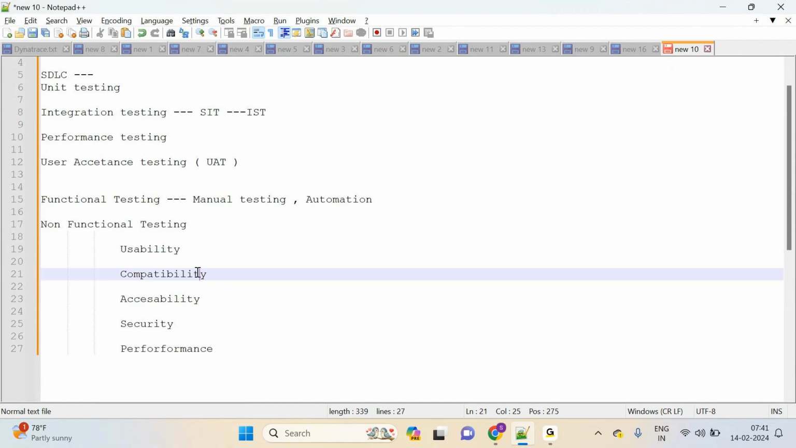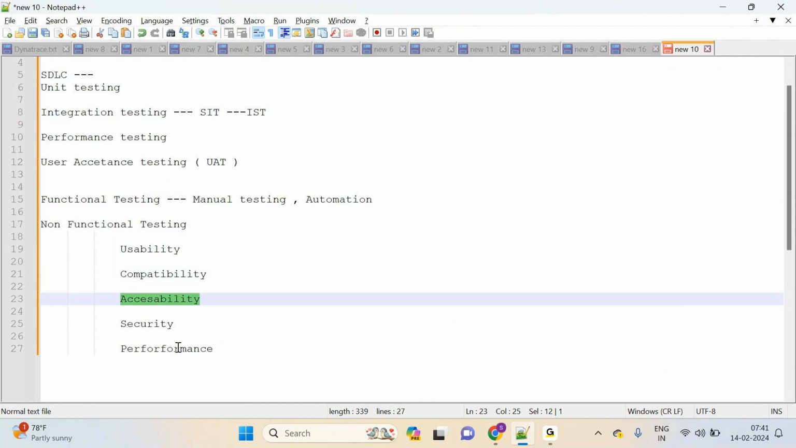Compatibility means whether your application is compatible with all browser versions, device versions, and OS versions. You are checking the compatibility of the application. There are applications that will not work after a certain browser version, or after a certain Android version. So compatibility is important. You need to make sure to which level of Android or browser version your application works, by doing different compatibility testing.